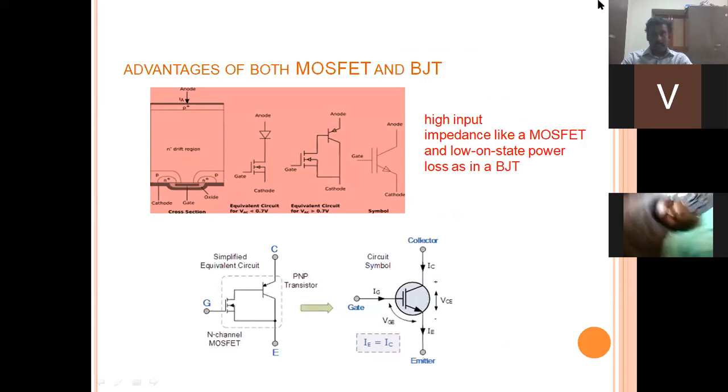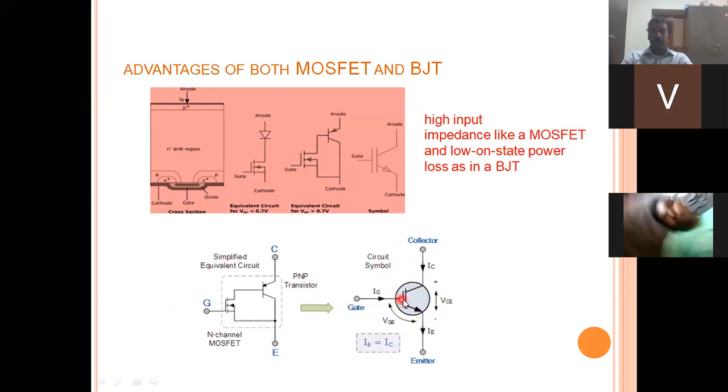Here you can consider the symbolic representation. It is nothing but a combination of an N-channel MOSFET provided with a PNP transistor. The simplified equivalent circuit for an IGBT is an N-channel MOSFET combined with a PNP transistor, which together give the device, the IGBT. This IGBT has 3 terminals: the gate, collector, and the emitter, and the symbolic representation is like this.